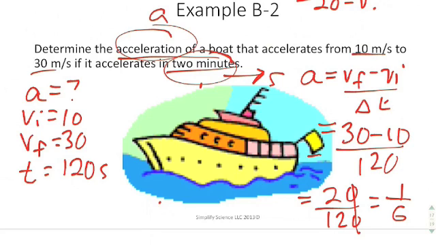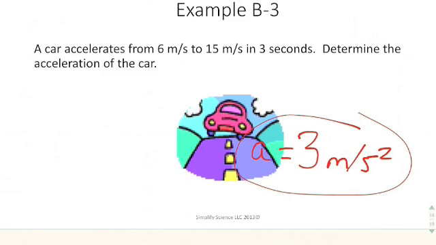You should be able to solve example B3 using the method that we talked about in terms of picking out your givens and plugging them into the equation, and you should be able to get that the acceleration of this car is 3 meters per second squared entirely on your own.